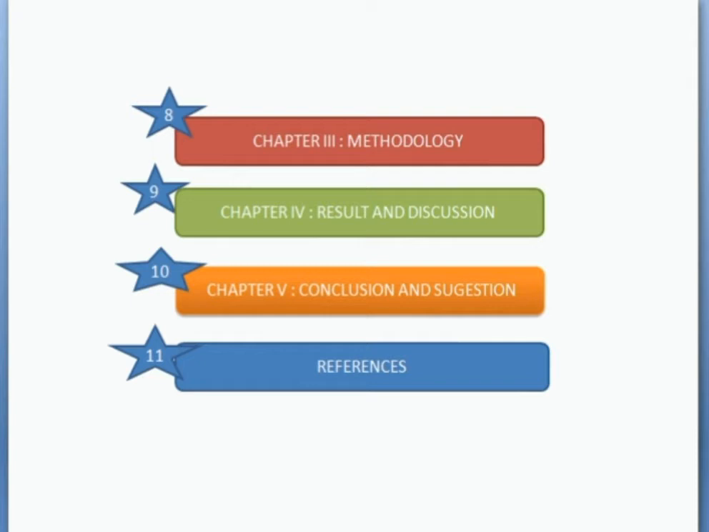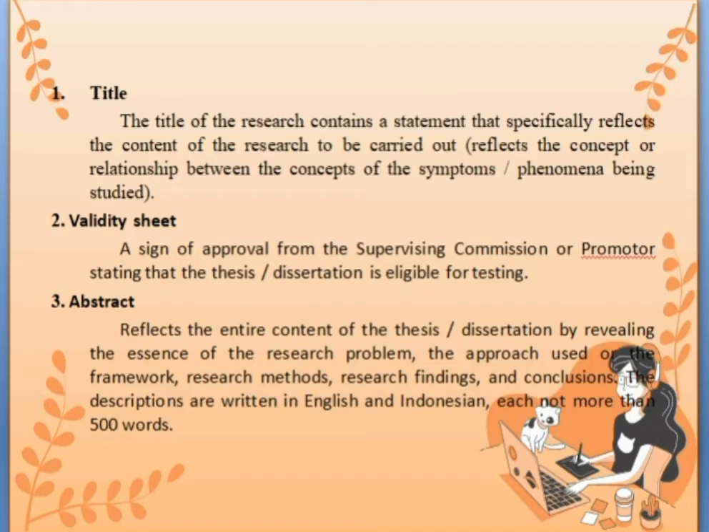Okay, the first is title. It means the title of the research contains a statement that specifically reflects the content of the research to be carried out, or reflects the concept or relationship between the concepts of the symptoms or phenomena being studied. Number 2 is validity sheet. It means the sheet of approval from the supervising commission or promoter stating that the thesis or dissertation is eligible for testing.